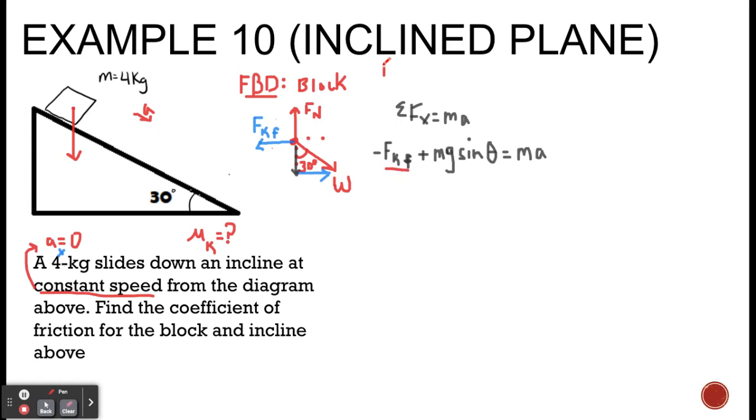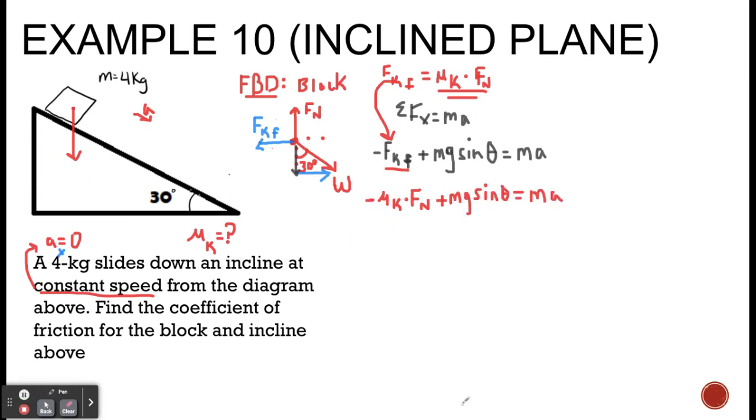The force of kinetic friction is equal to the coefficient of kinetic friction, mu sub k, times the normal force. So we need this equation in terms of mu in order to solve for mu. So we're going to substitute in for the definition of friction, which is the coefficient of friction times the normal force. Again, that whole quantity is going to be negative. The rest of the equation is going to stay the same.